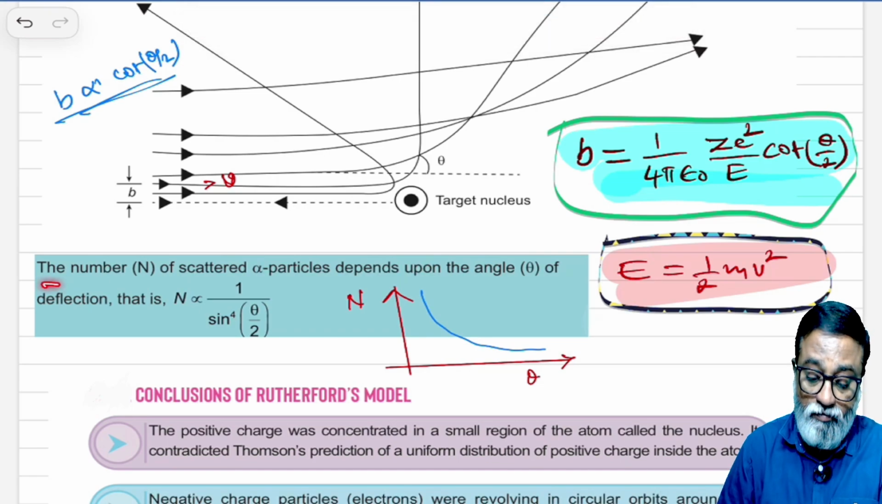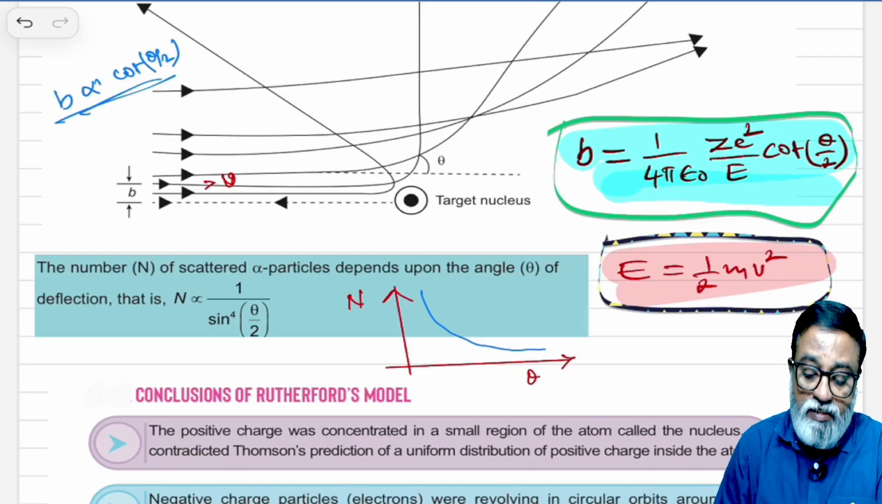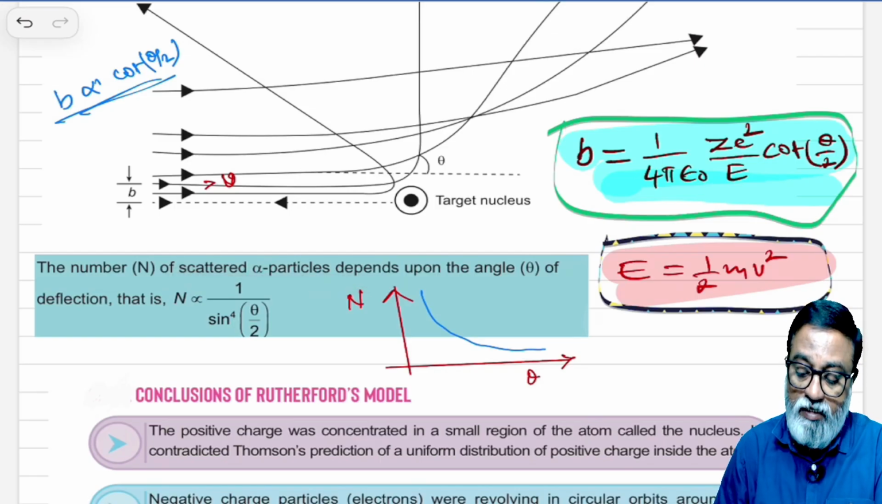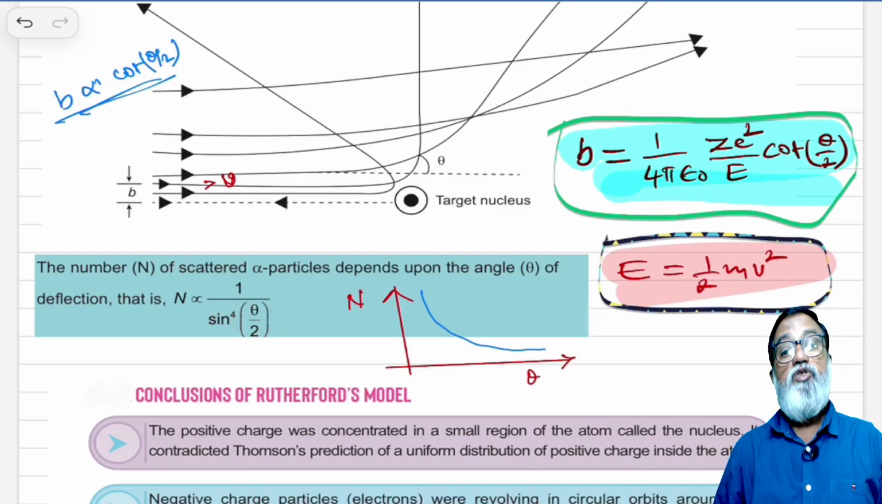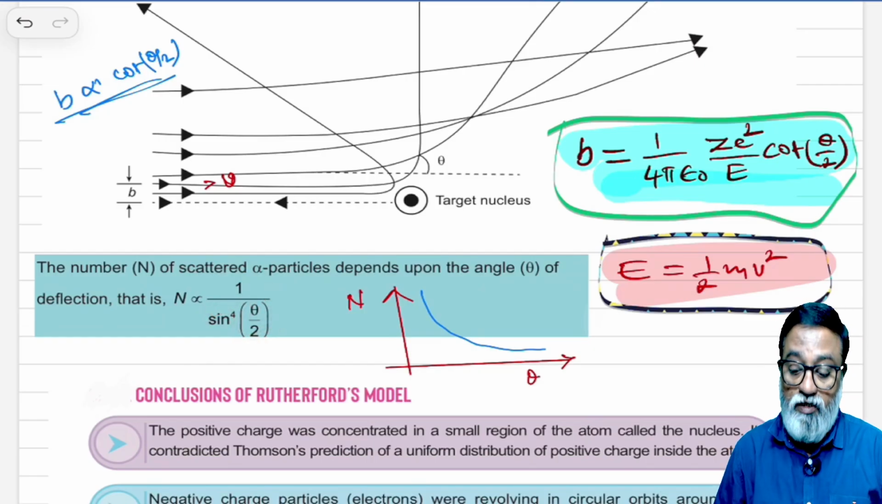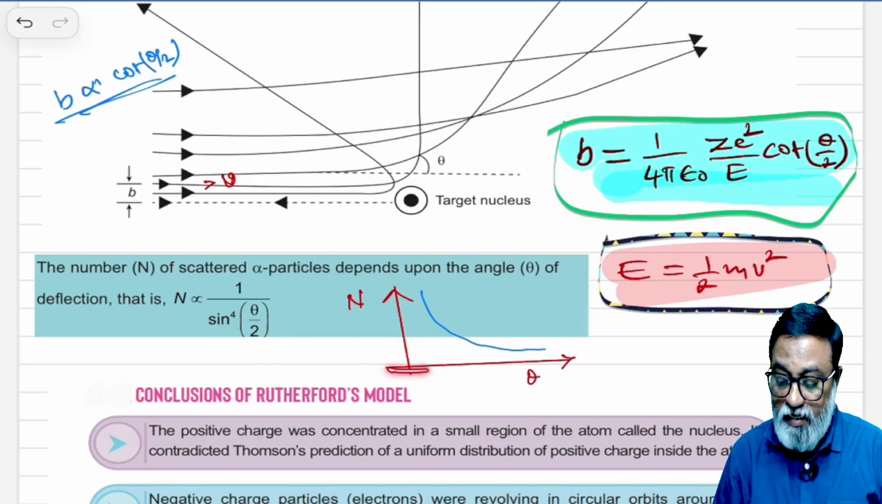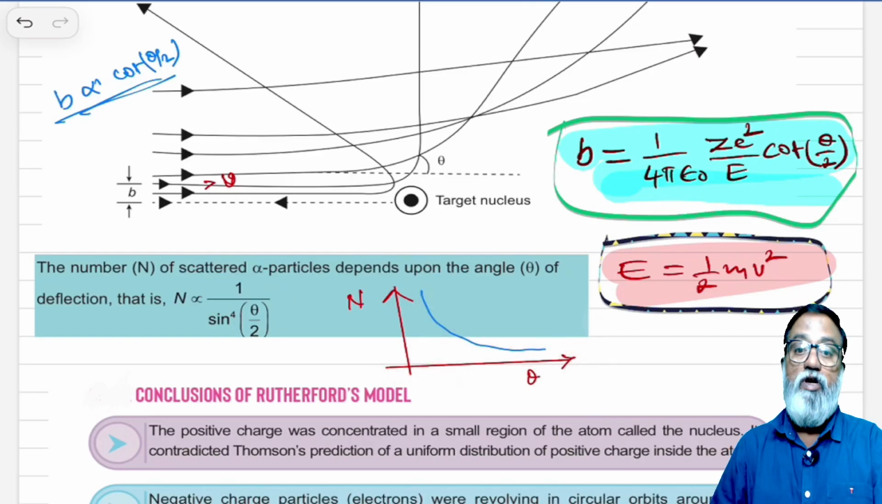Here, N, the number of scattered alpha particles, depends upon the angle of deflection, that is, N proportional to 1 by sine to the power of 4 theta by 2. This is also a very important relation. If you draw the graph of the number of alpha particles scattered against the scattering angle, this is an inversely proportional rectangular hyperbola.